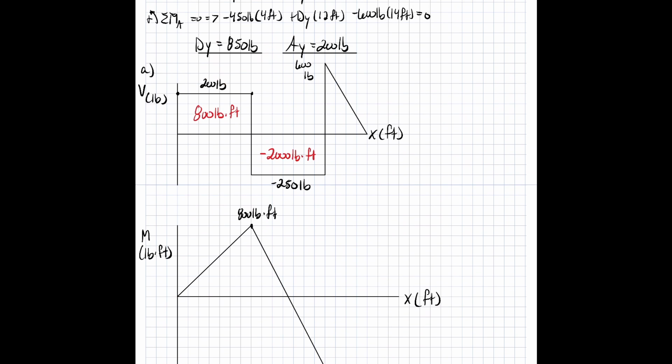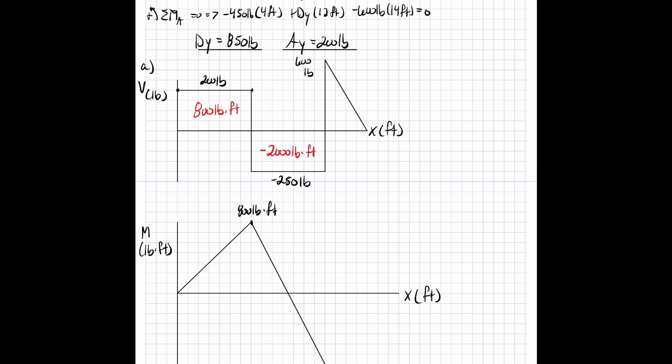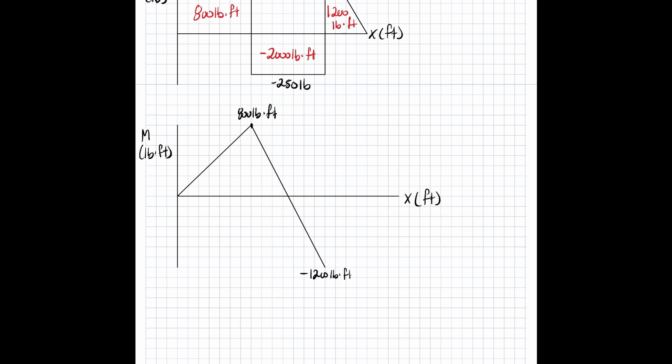And we look at our shear again. We take base times height over 2. So our base was 4 feet times our height, which is 600 pounds, all over 2, we get 1,200 pound-foot. So now we go from negative back to positive 1,200.